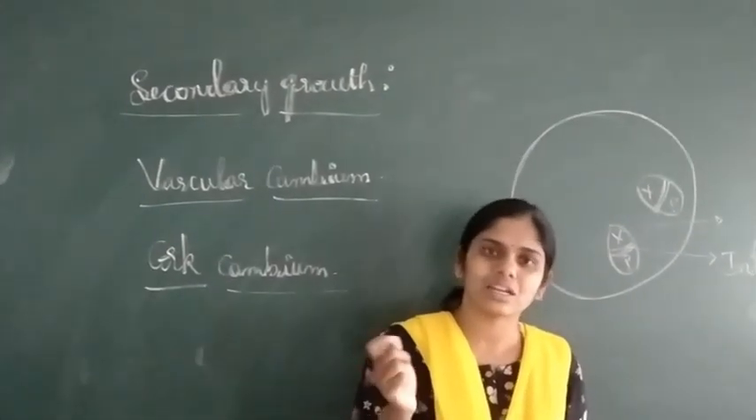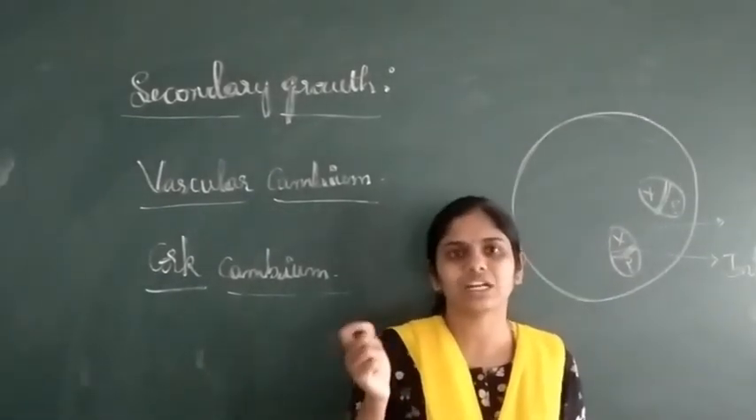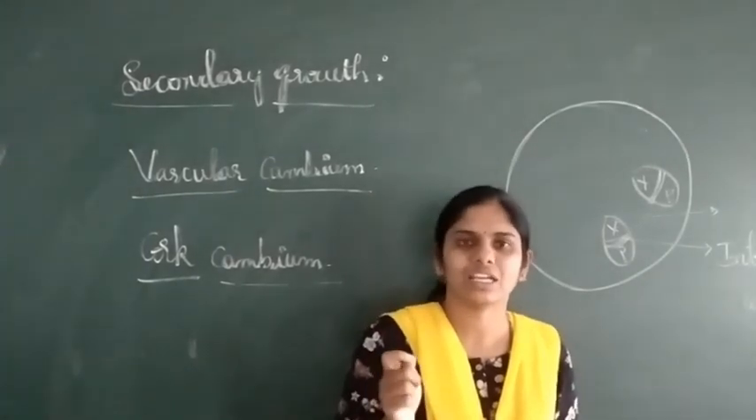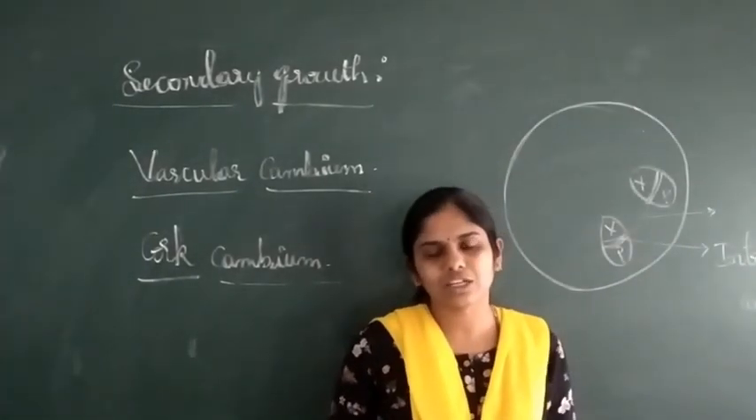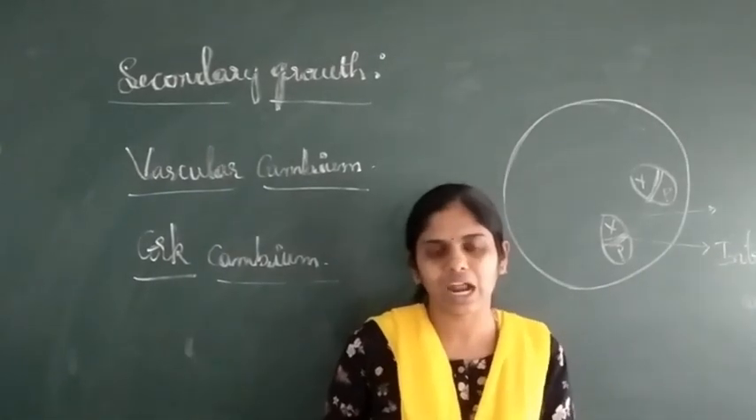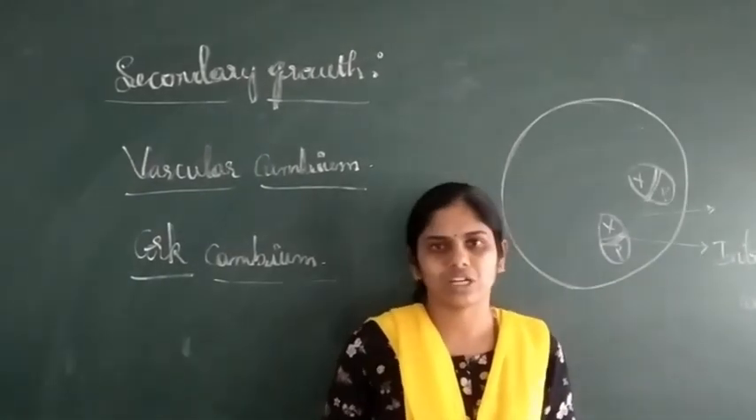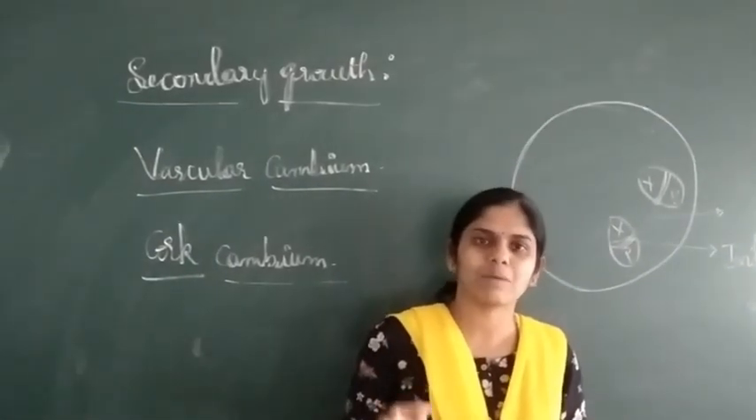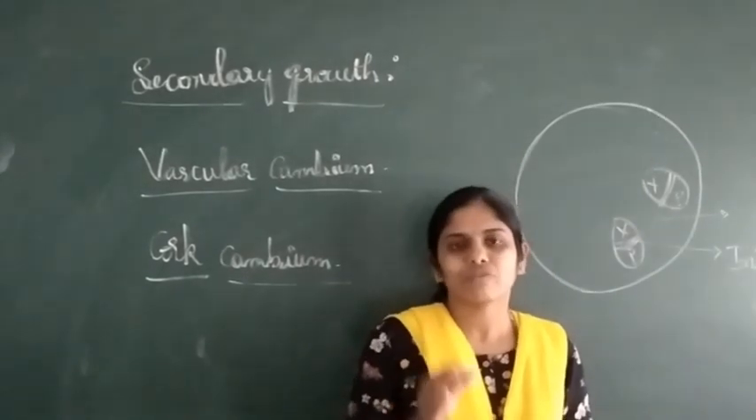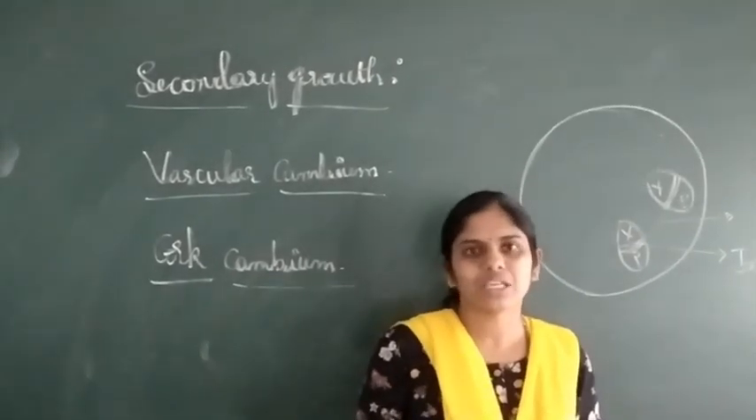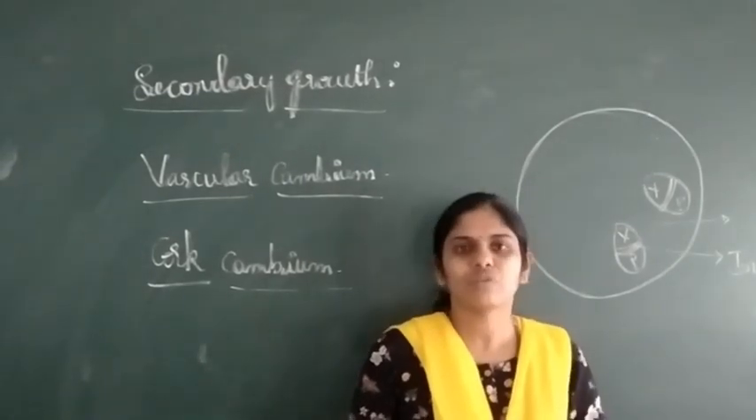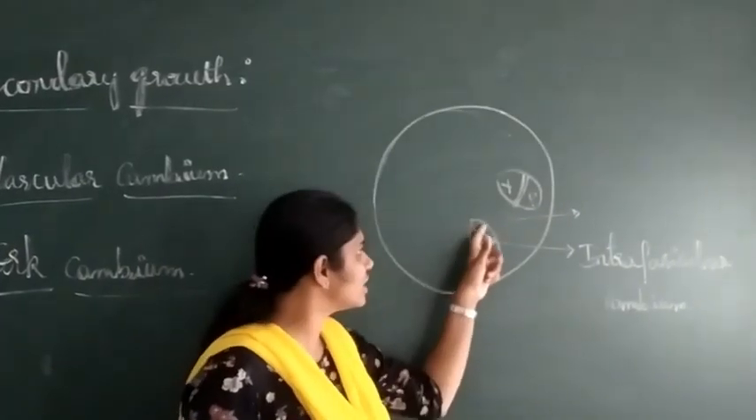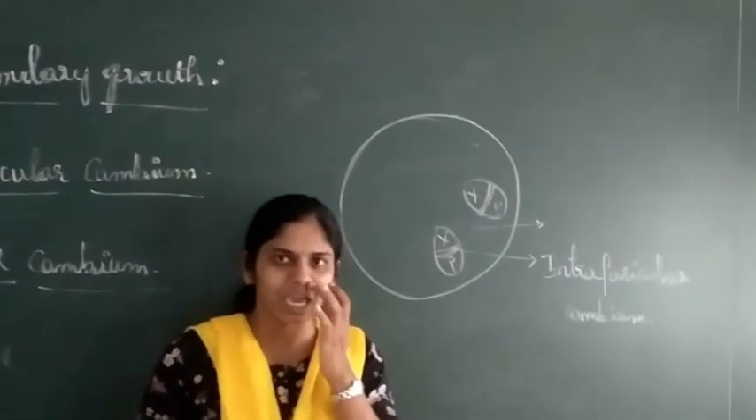That increase in the girth of the plant, especially in the dicot stem, occurs due to secondary growth. The secondary growth only occurs in dicot plants and is absent in monocotyledonous plants. Secondary growth occurs due to the presence of a cambium. Firstly, what is cambium? Cambium is a meristematic tissue layer which occurs between the xylem and the phloem.